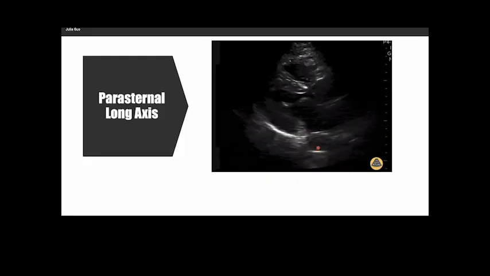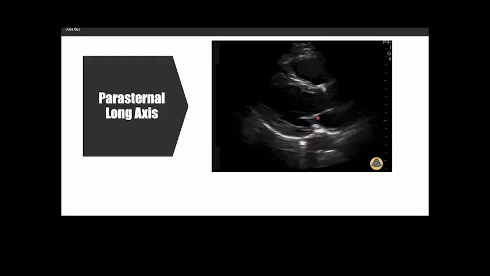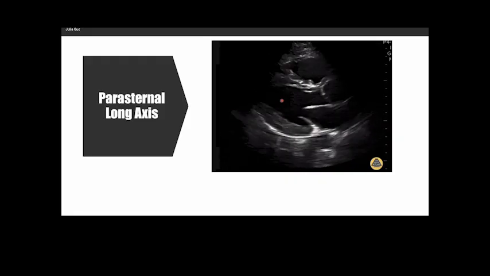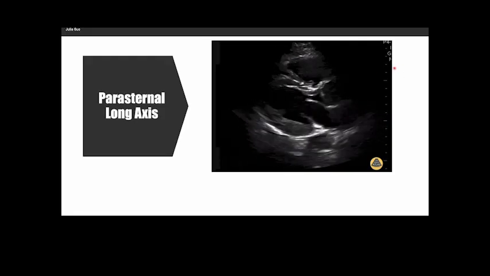So just to review some basic physiology, your blood returns to the heart. It goes into the left atrium, through the mitral valve, into the left ventricle, out of the aortic valve, and out of the aorta, okay?